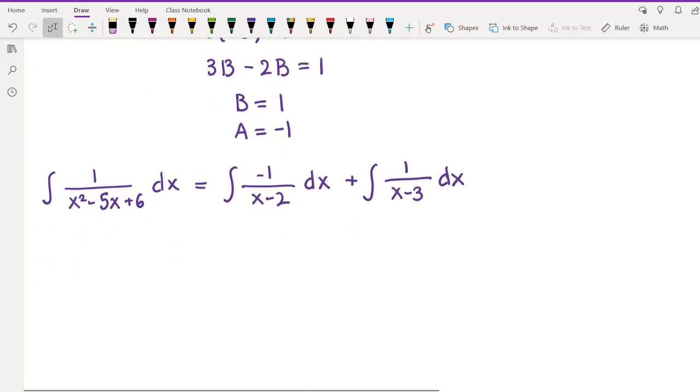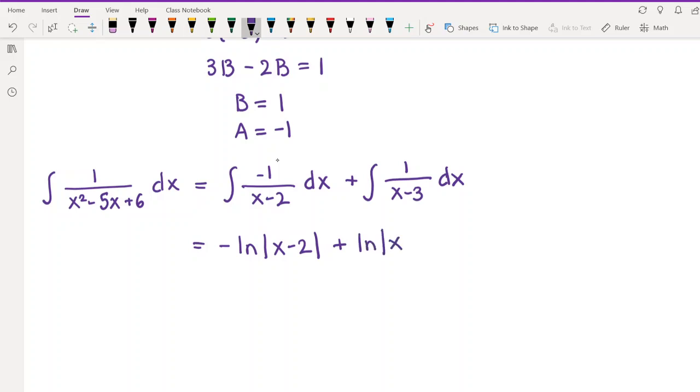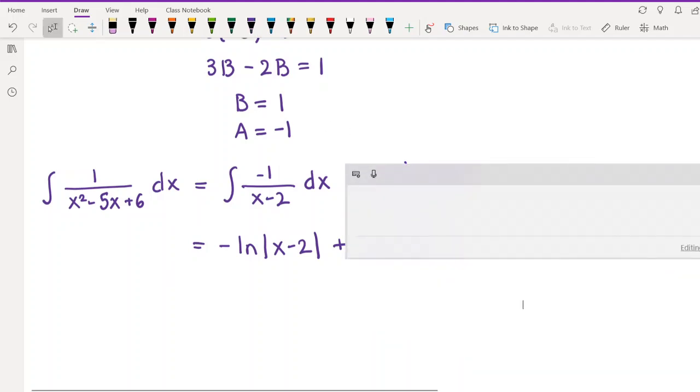Okay, so what's our antiderivative? Well, for the first one, it's negative 1 times ln of absolute value of x minus 2. And then the second one, it's ln of absolute value of x minus 3. So now we can finally go back to what we were actually trying to evaluate here.